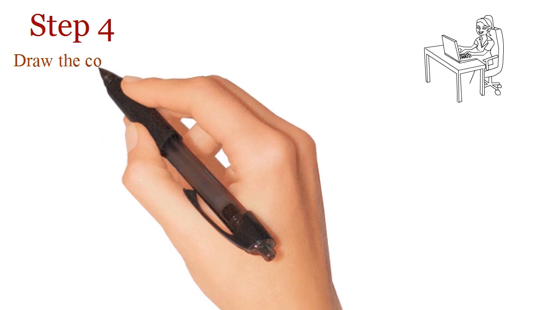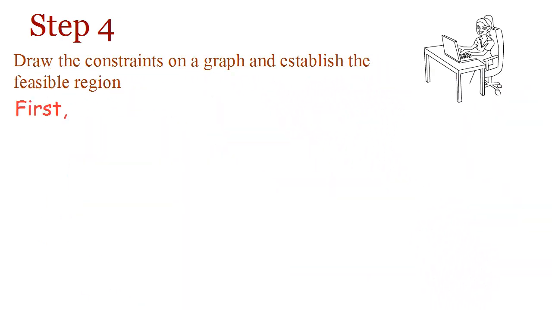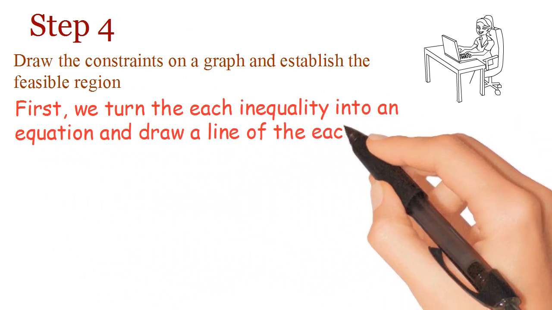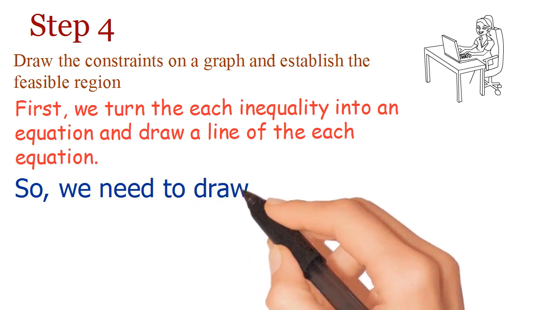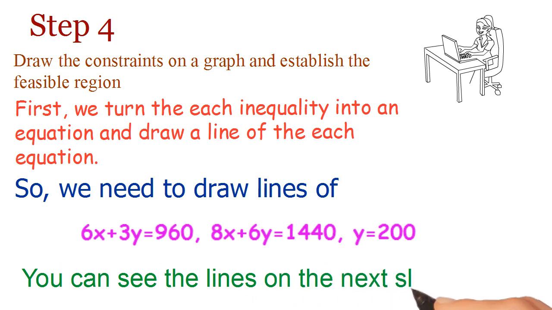Step 4. Draw the constraints on a graph and establish the feasible region. First, we turn each inequality into an equation and draw a line for each equation. So, we need to draw the lines. You can see the lines on the next slide.